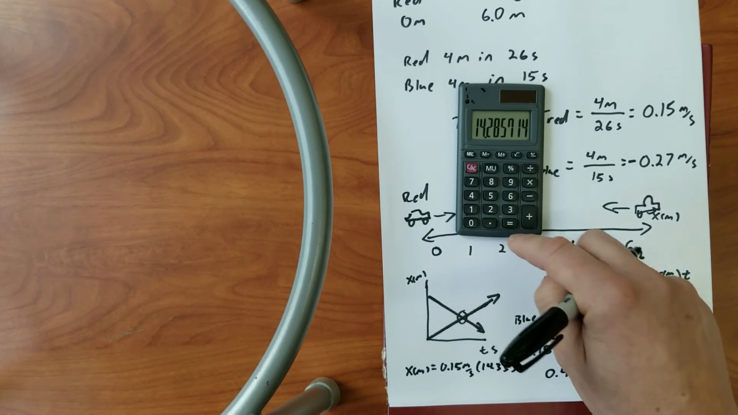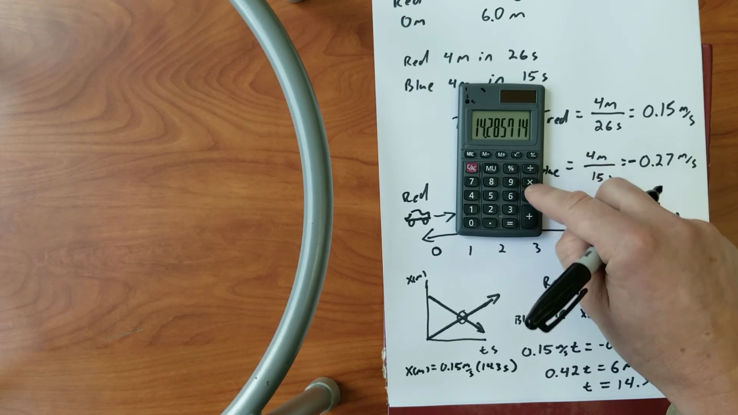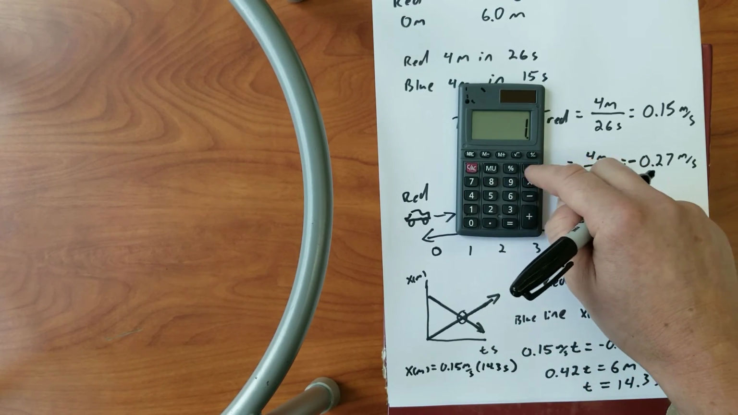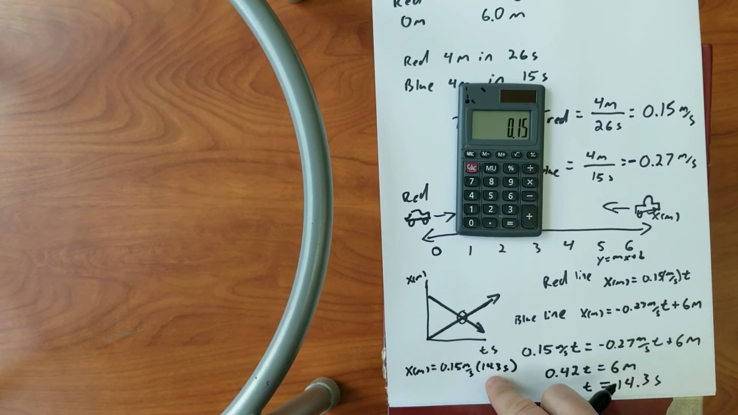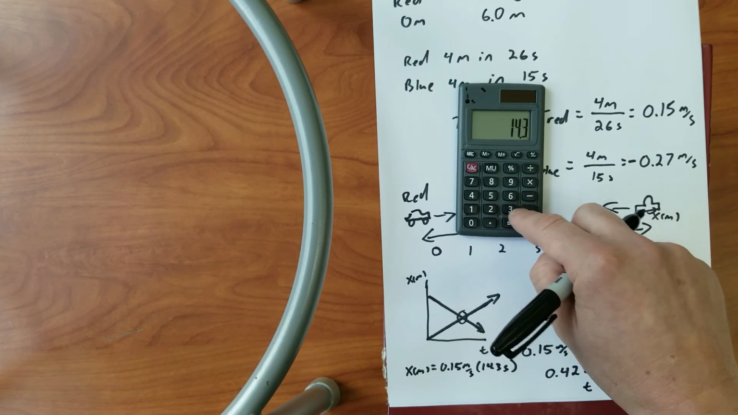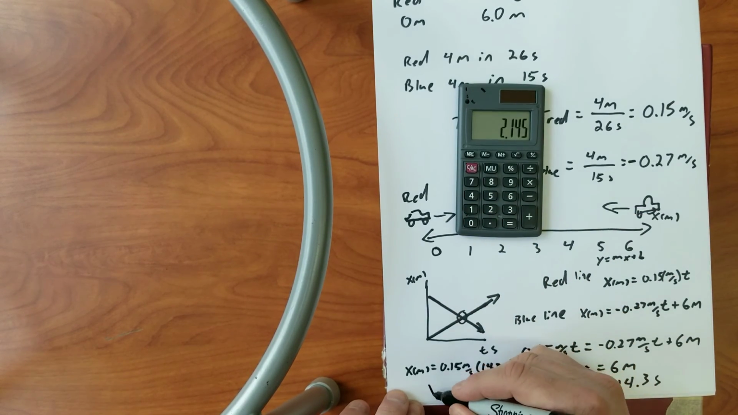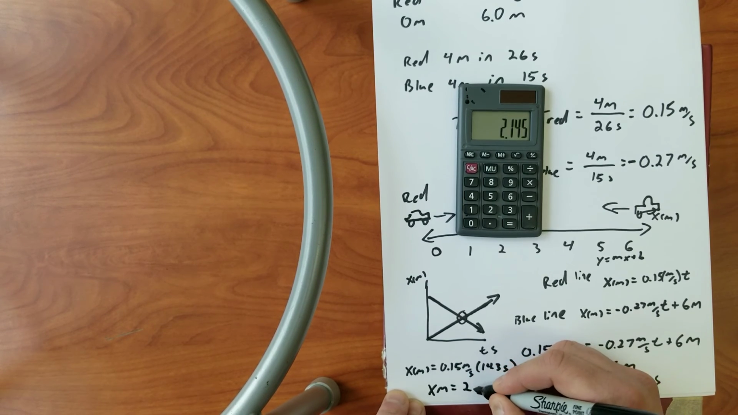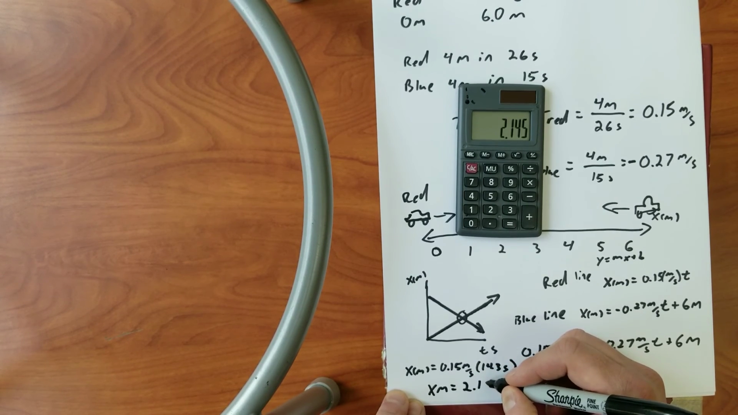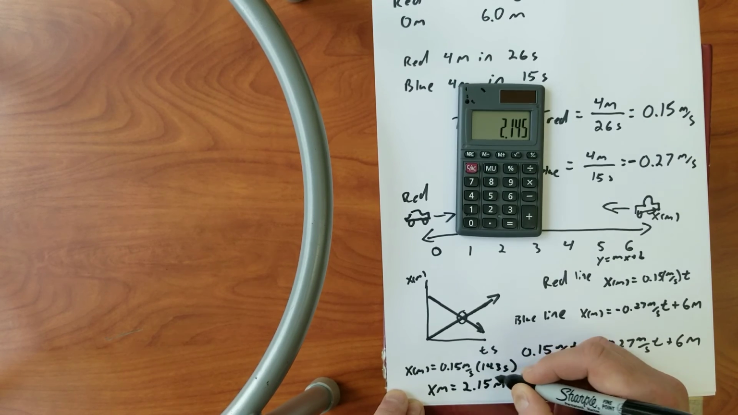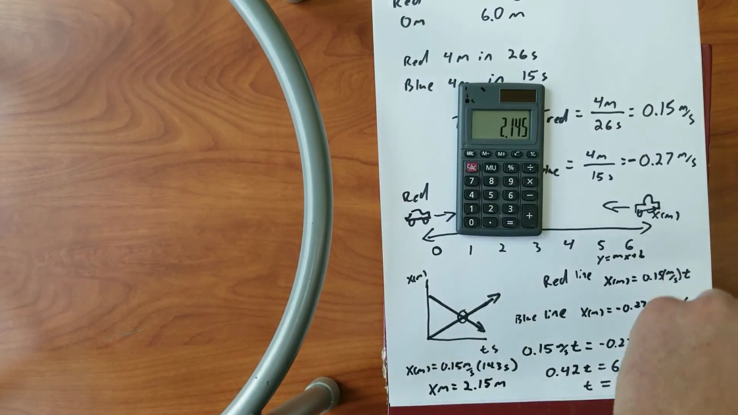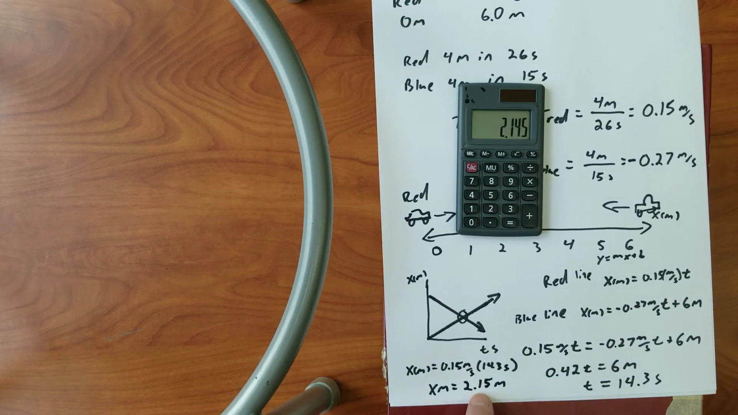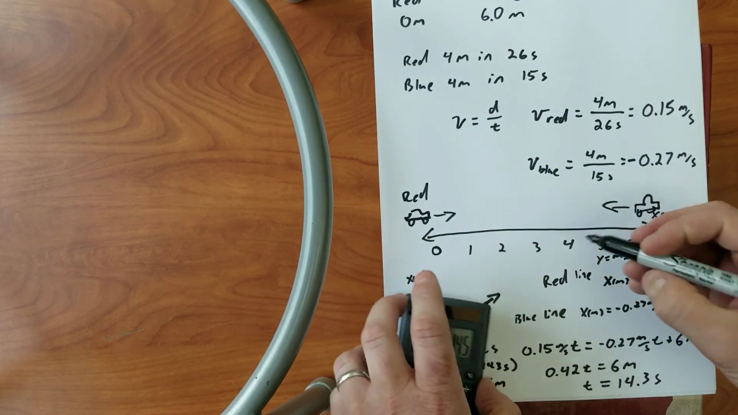So then I do this: 0.15 times 14.3, and I'm left with x in meters equals 2.115, whatever, meters. So there's where they would meet. That's where I would put the target in the lab. I would put the red car at the origin, I put the blue car facing the red car over the 6-meter thing, and they would meet at 2.5 meters. So these cars are going to meet somewhere around here.